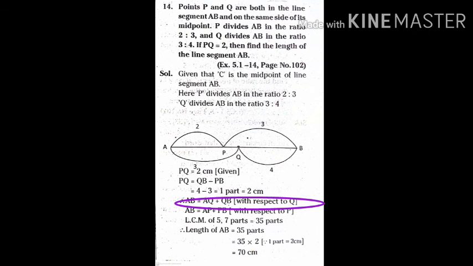Therefore, the length of AB is equal to AQ plus QB with respect to Q, that is equal to 7 parts. Length of AB is equal to AP plus PB with respect to P, that is equal to 5 parts. Therefore, LCM of 5 and 7 parts is equal to 35 parts. Therefore, length of AB is 35 parts. That is equal to 35 into 2, because 1 part is equal to 2 centimeters. That is equal to 70 centimeters.